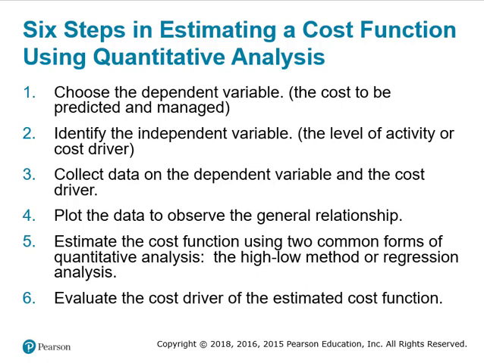So there are 6 steps in estimating a cost function using quantitative analysis. And the steps are, first of all, to choose your dependent variable, the cost to be predicted and managed. Okay, that's the why. Identify the independent variable. The independent variable is the level of activity or the cost driver. Now, just think about multiple choice questions and exams. Okay, you're going to want to know what the dependent variable is and what the independent variable is. Okay, so the dependent variable is the cost to be managed or predicted, okay? And the independent variable is the level of activity.